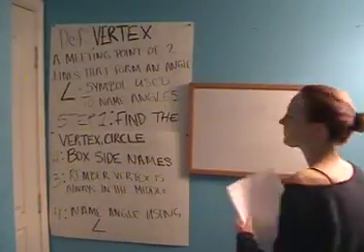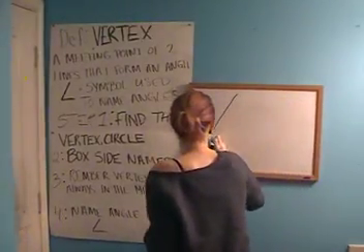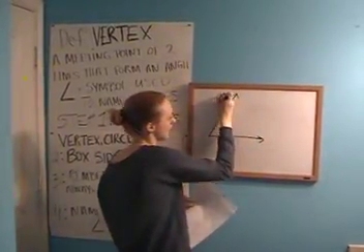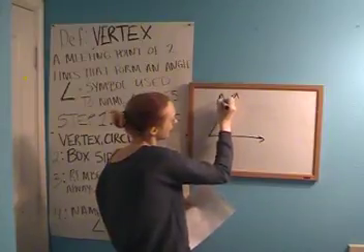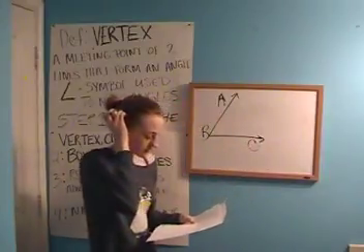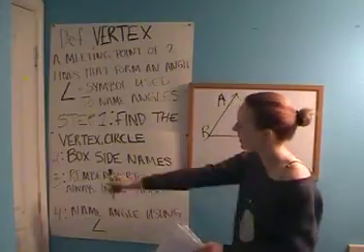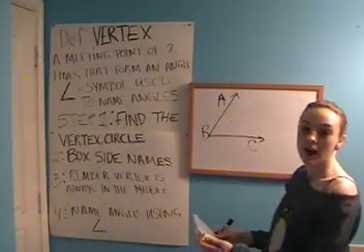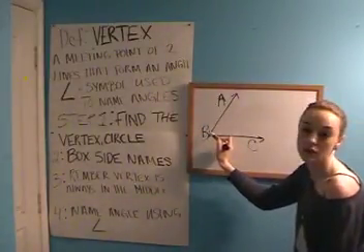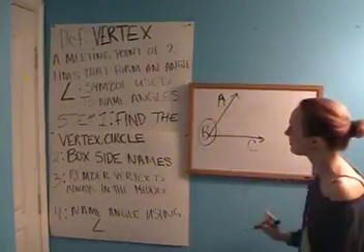Our first example, I'm going to go ahead and draw that on the board. It's going to be like this. Alright, we have point A, point B, and point C. Now we're going to name this angle. Let's look at the steps. Our first step is to find the vertex and circle it. From our definitions, we know that a vertex is where the 2 lines come to a point, and that is point B. So we're going to circle point B.